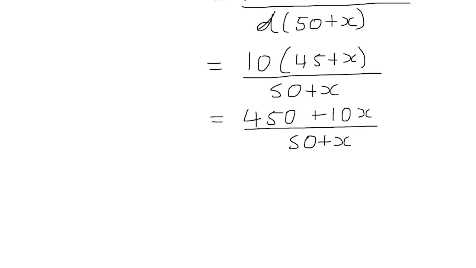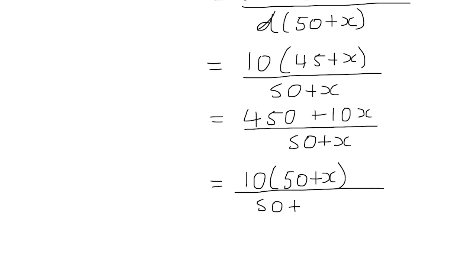Now, since I want to get a whole number at some point in the numerator, I will write 10 into 50 plus x. The reason why I chose a 10 is because I see the coefficient of x is 10, because I actually want to have 50 plus x on its own. So if this number was 5, I was going to have a 5 here. If this number was 100, I was going to have 100 here. So this is divided by 50 plus x.